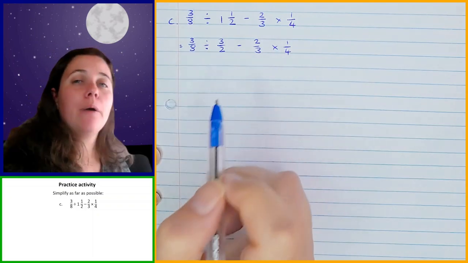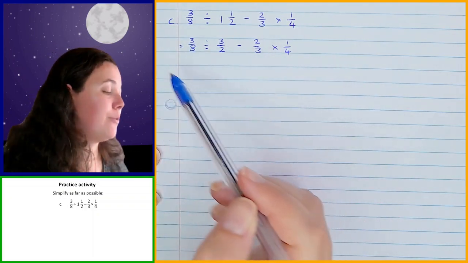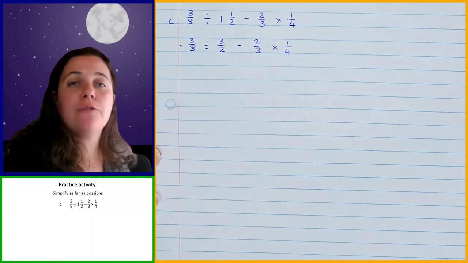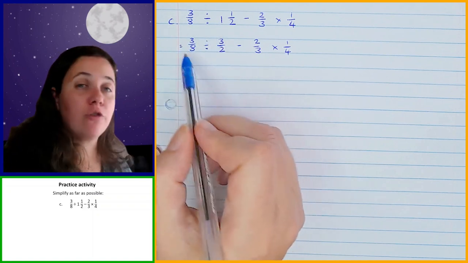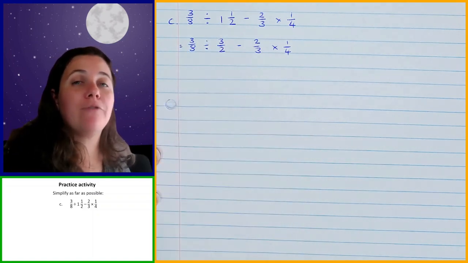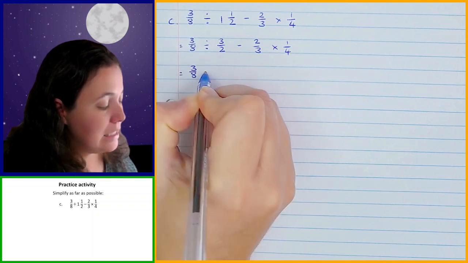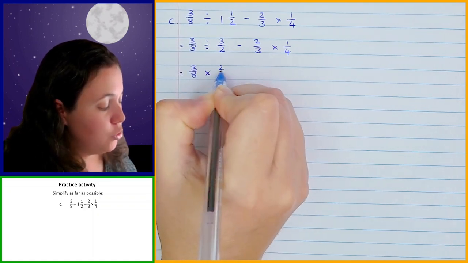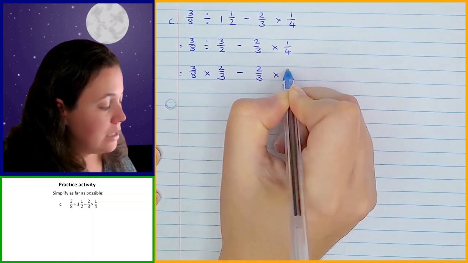Okay, now BEDMAS says anything that's inside brackets needs to be done first. There are no brackets here. Then exponents, there are no exponents here. So we're going to go on to our division and multiplication step. For division and multiplication, I first look and see over here I've got division. When I'm dividing fractions, I remember I have to tip and times. So I'm going to change this to 3 over 8 times 2 over 3, minus 2 over 3 times a quarter.